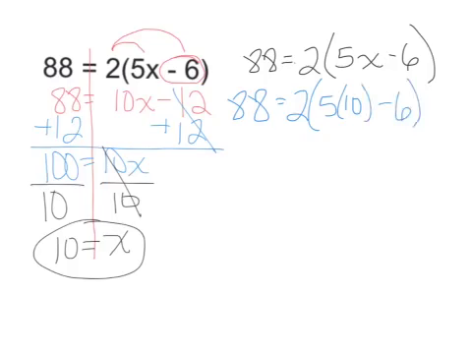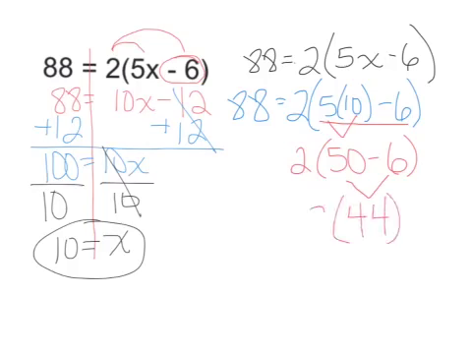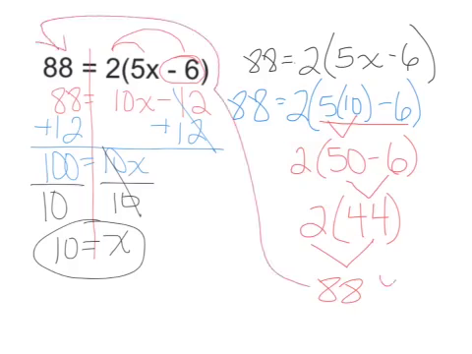And then we do our PEMDAS. So we have to do what's inside the parentheses. But since we have multiplication and subtraction, we have to multiply first. So 5 times 10 is 50. And then we still have this 50 minus 6 in parentheses. And we aren't done with our parentheses, so I'm going to do 50 minus 6, which is 44. And we have this 2 on the outside. So now we do 2 times 44, which is 88. And since that is where we started, we know we are correct.